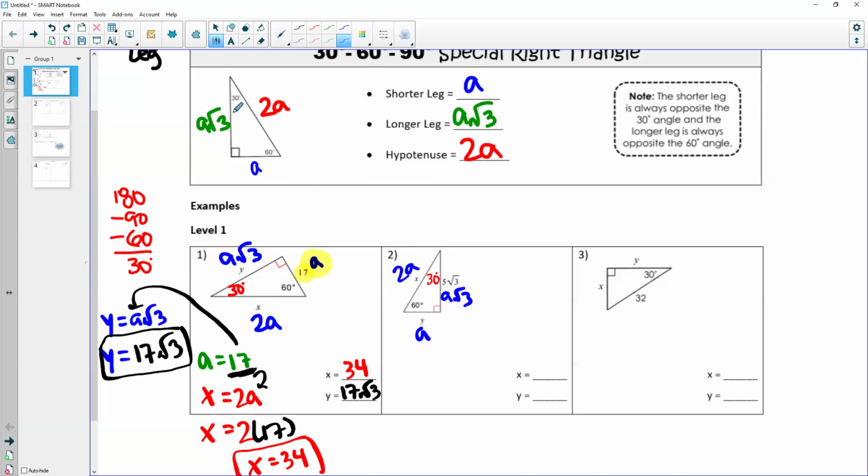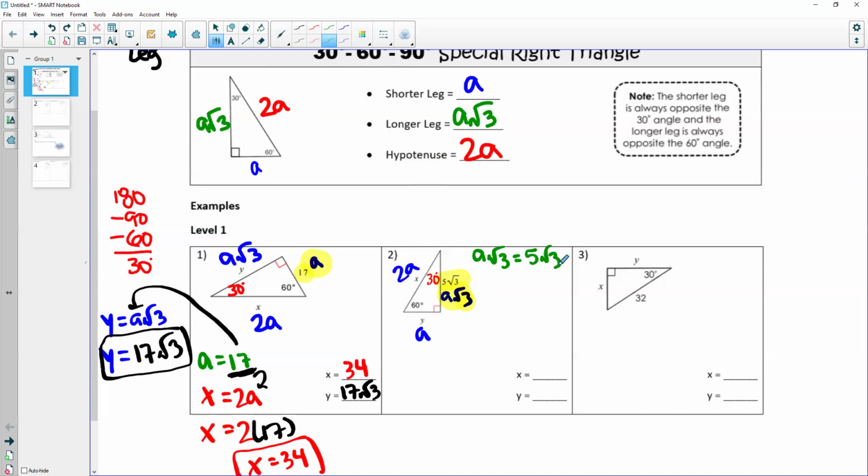So pretty much we're labeling every single 30, 60, 90 triangle the following way. And we're going to focus our attention on the side they gave us. The side they gave us here is this one right here, 5 square root of 3. That 5 square root of 3 is my A square root of 3 side. So we're going to write an equation that says that. What we see here is that our A square root of 3 side is going to be equal to, well, they told us it's 5 square root of 3.